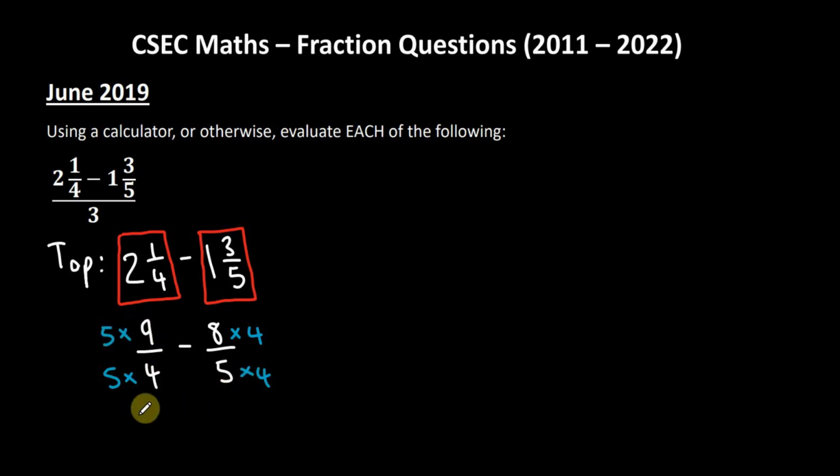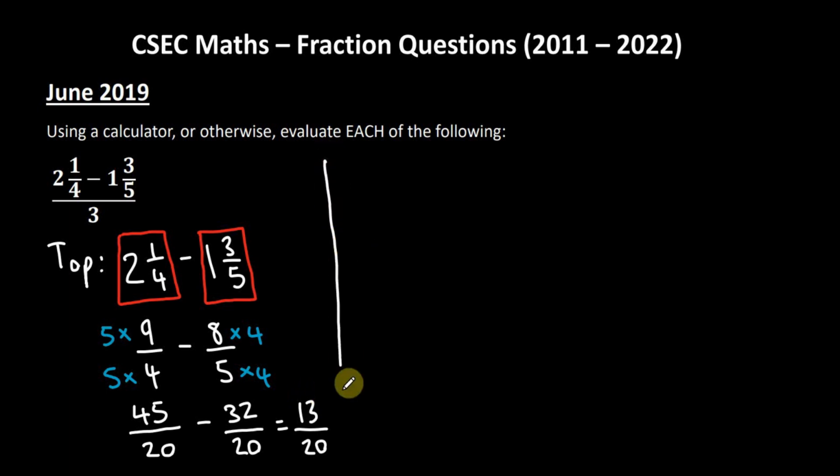So we have 5 times 9 there, that is 45, divided by 5 times 4, 20, minus 8 times 4, that's 32, divided by 5 times 4, that's 20. And now that the denominators are the same, we can proceed with subtracting the numerators. So 32 from 45, that will leave us with 13 divided by 20. And that's what we get for the top.